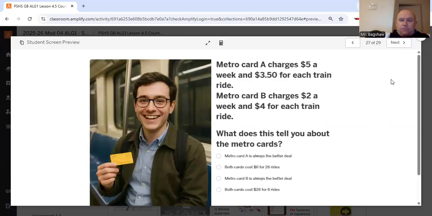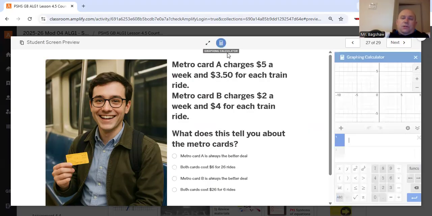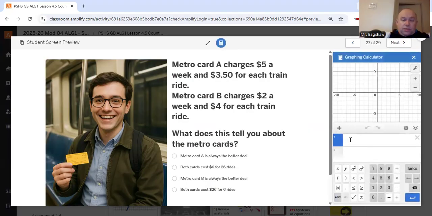All right, one more word problem. MetroCard A charges $5 a week and then $3.50 for each train ride. MetroCard B charges $2 a week and then $4 for each train ride. What does this tell you about the MetroCards? Now, this is one that we want to write in the form y equals mx plus b. And the reason we know we want to do that is because of this thing here.